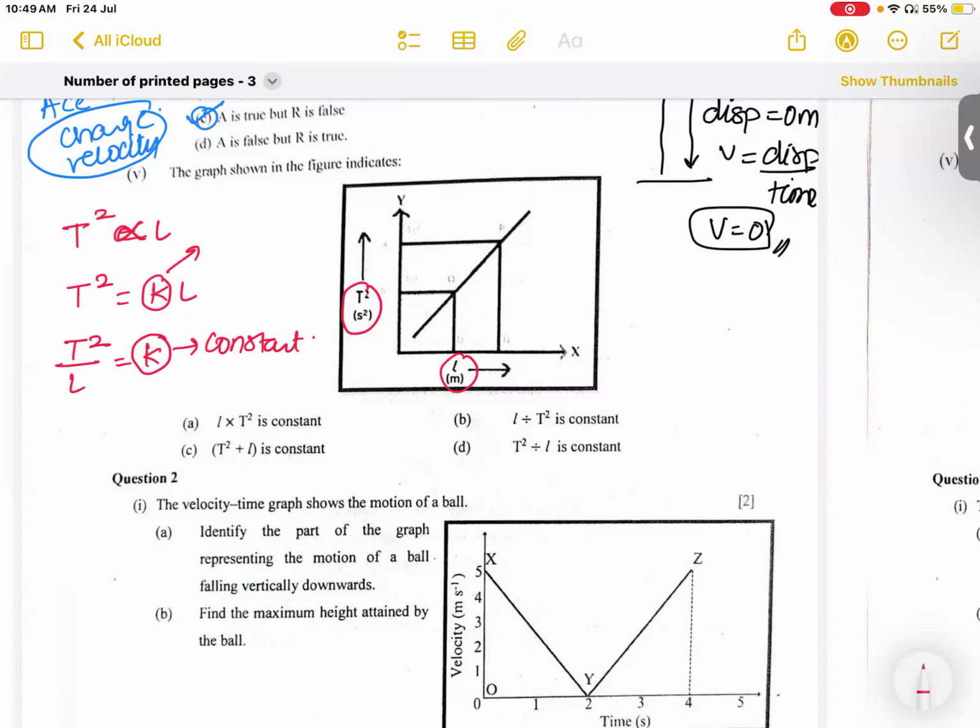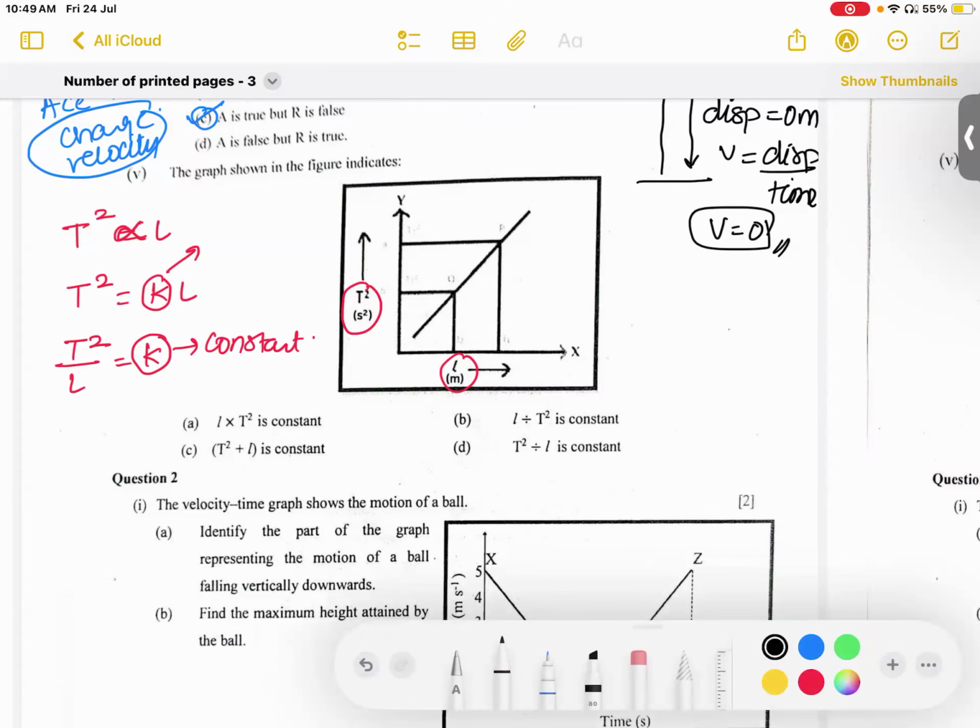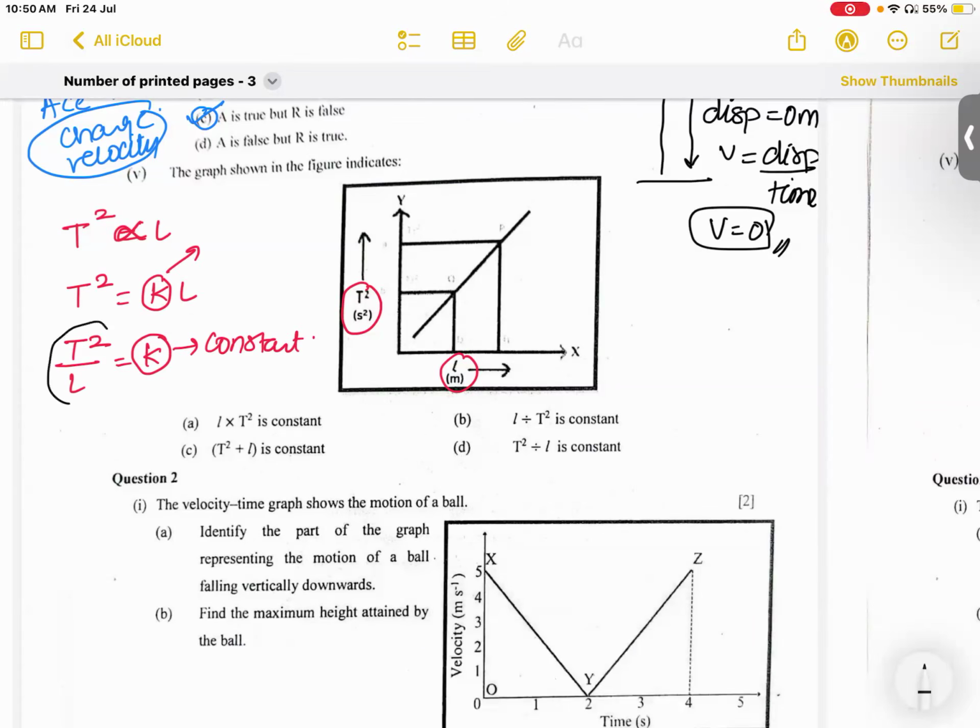Now check what options we have. The first option is L into T square is a constant. No, it is T square upon L. The first option is wrong. T square plus L is constant. No, this is also wrong. L divided by T square is constant. No, it is T square divided by L. So this is also wrong. This is the correct option because you can see it is T square divided by L.